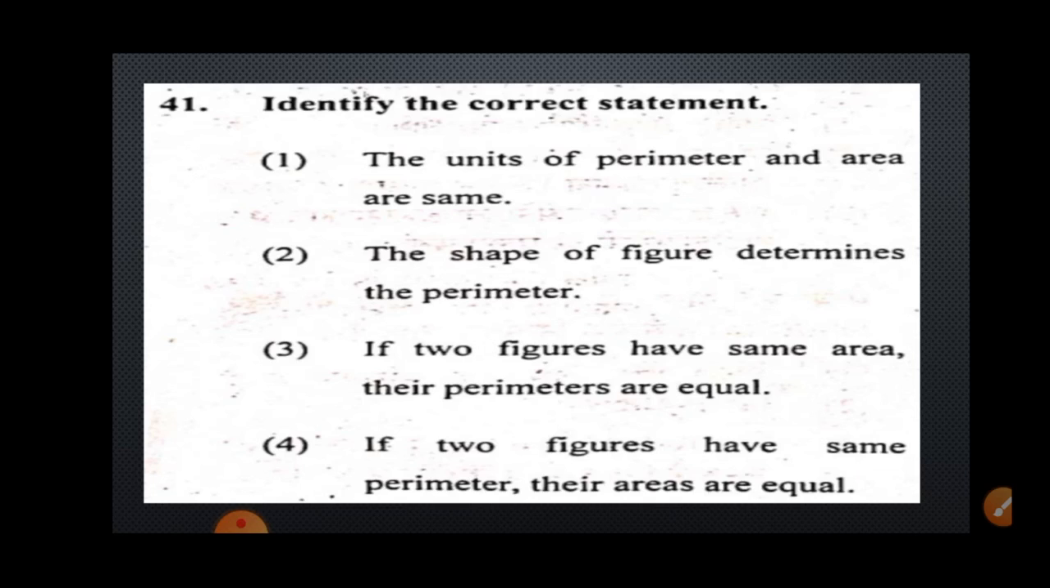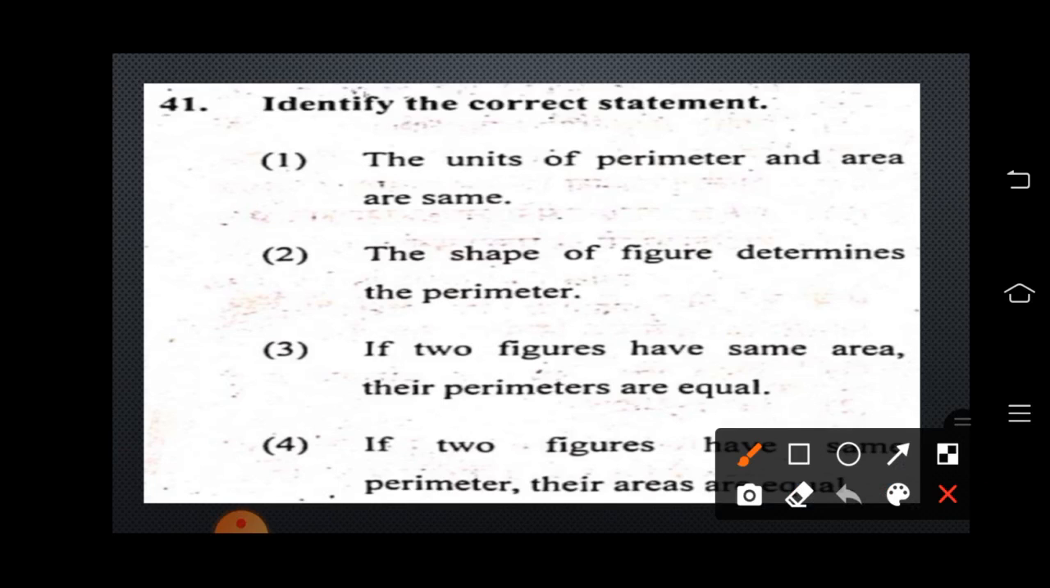Question number 41, identify the correct statement. Option 1, the units of perimeter and area are same. Option 2, the shape of figure determines the perimeter. Option 3, if two figures have same area, their perimeters are equal. Option 4, if two figures have same perimeter, their areas are equal. So you have to identify the correct option here.